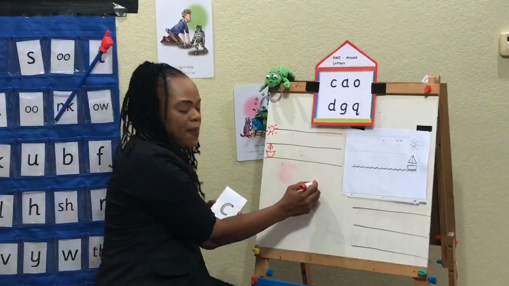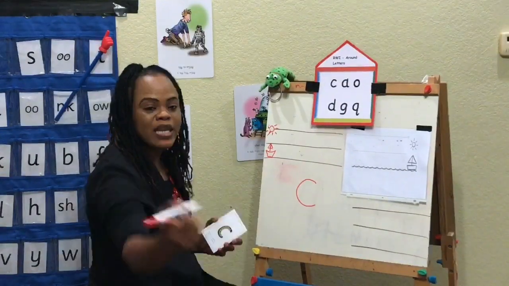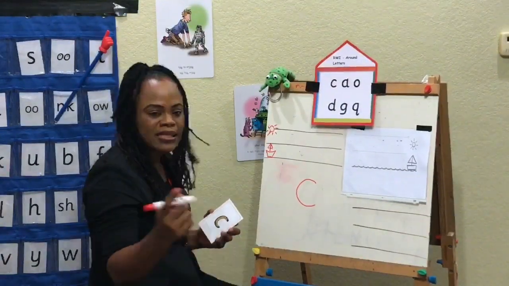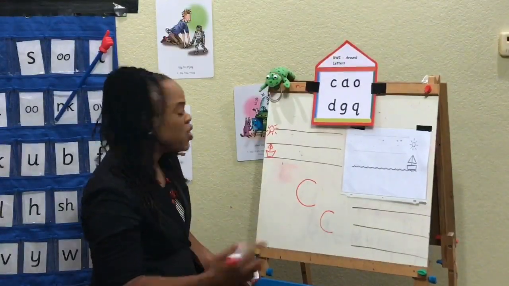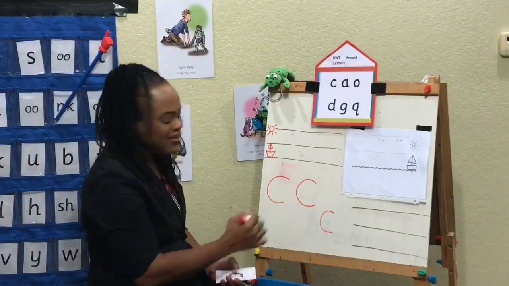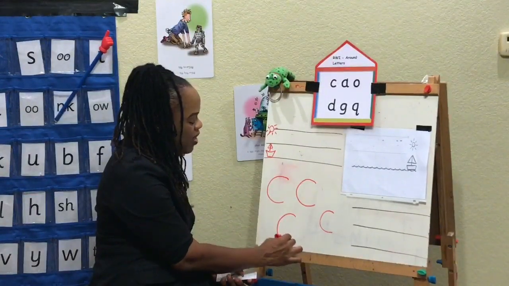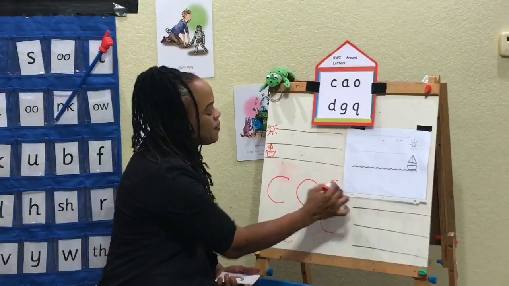So we start at the top and we go around like so. Curl around the caterpillar. Come on, take up your pencils, take up your markers, and let's practice. Take up your crayons. I want to hear you say it as you write it. Go. Curl around the caterpillar. Again. Curl around the caterpillar. One more time.